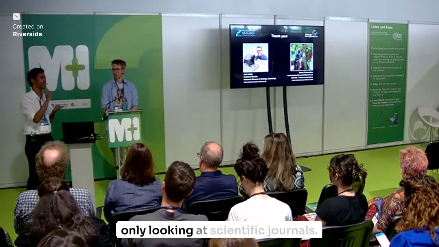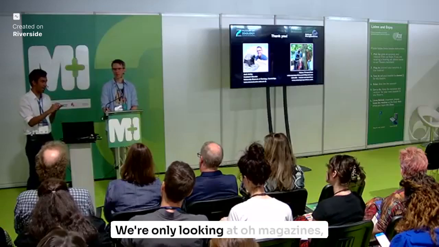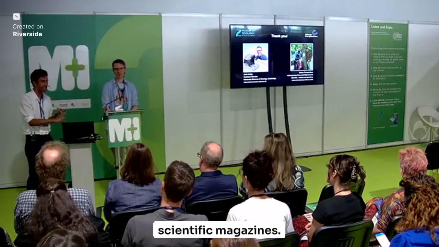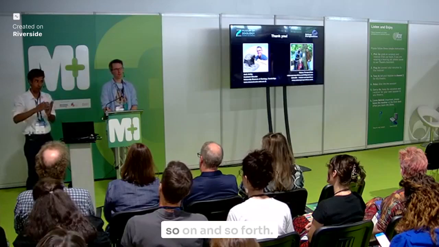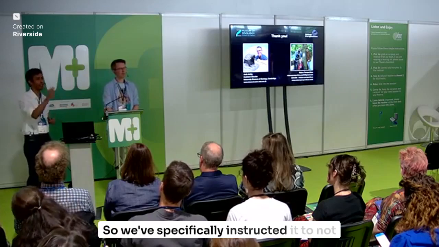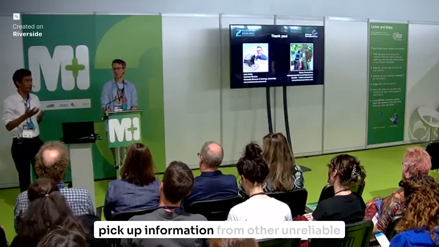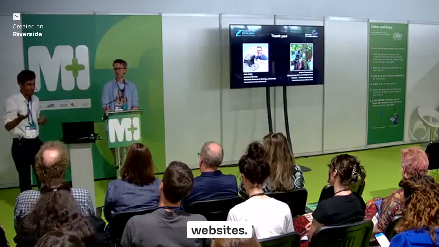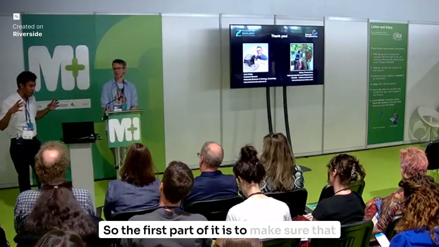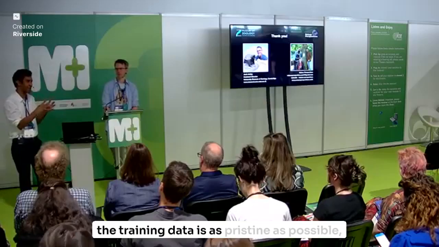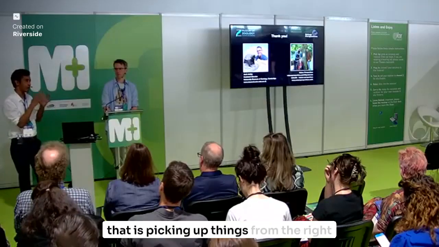So we're only looking at scientific journals, scientific magazines, peer-reviewed journals and so on and so forth. We've specifically instructed it to not pick up things from Twitter, for example, or pick up information from other unreliable websites. So the first part of it is to make sure that the training data is as pristine as possible, that it is picking up things from the right place.